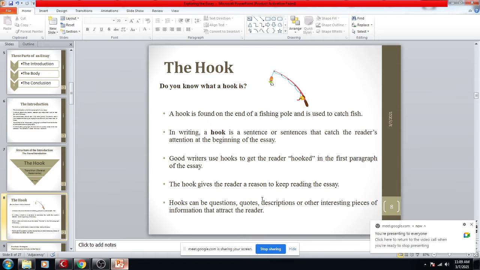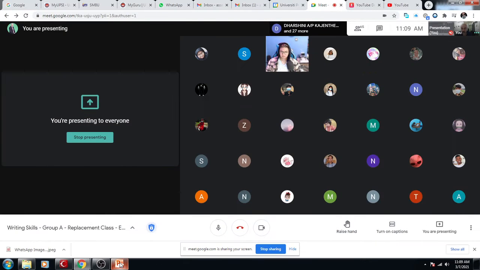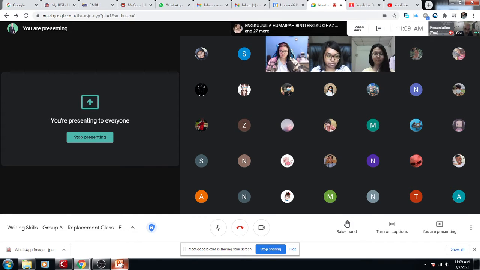Hooks can be questions, quotes, descriptions, or other interesting pieces of information that attract the reader. These are more than 5: 1, 2, 3, 4, 5, 6, 7. These are 7 hook strategies or techniques to introduce the topic. So now we're going to briefly look at 7 types of hooks. You can use any at the beginning of your essay to hook the reader, to engage the reader, to catch the reader's attention, to give him a good reason to carry on reading.